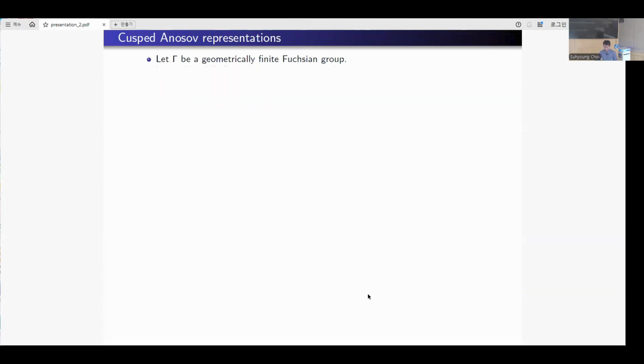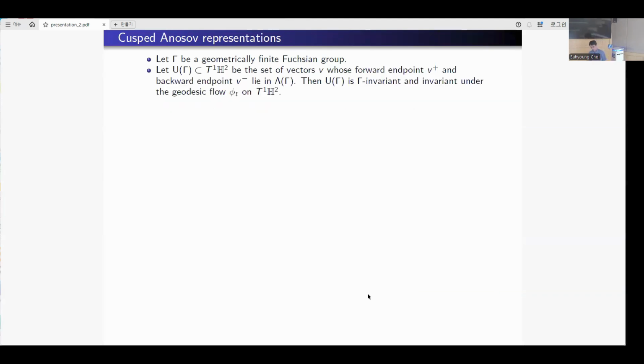So I'm going to let U gamma be a subset of the unit tangent bundle of H2 consisting of all the vectors V whose forward endpoint V plus and backward endpoint V minus both lie in the limit set of gamma. Then you can check that this U gamma is a gamma invariant subset that's invariant under the flow as well.